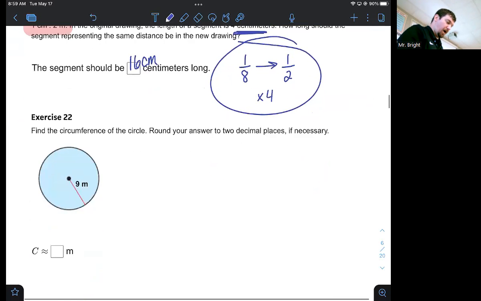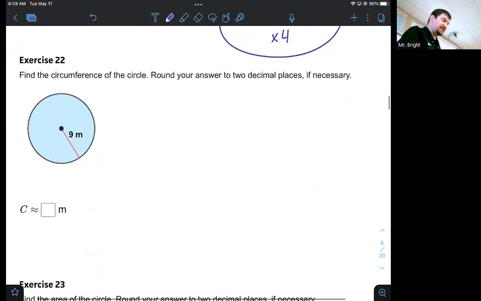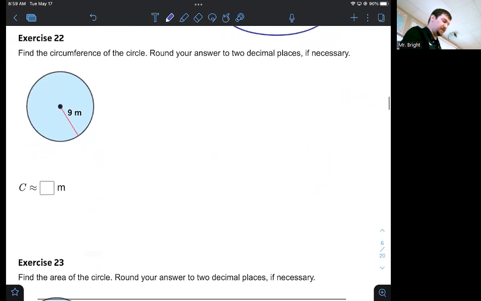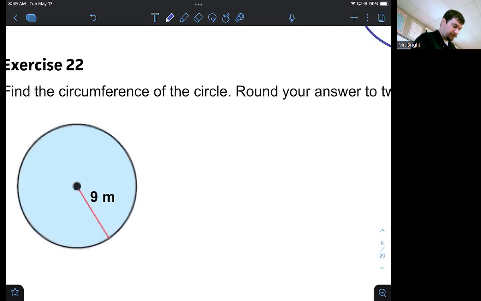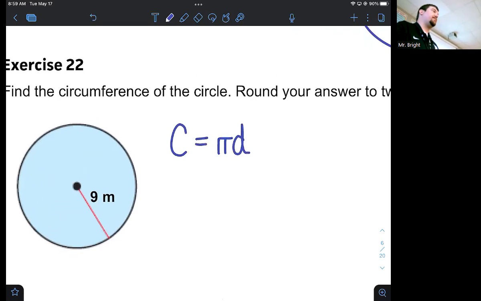Number 22. Ah, yes. It's been a bit since we've done circumference. It's been a couple months at least, right? I love these because if you have the formula, you can do as many circumference or area problems as you want to, as long as you know the formulas. Before I write it down though, Frank, do you remember the circumference formula? That's exactly right. Diameter times pi.